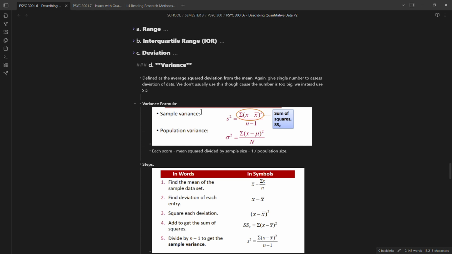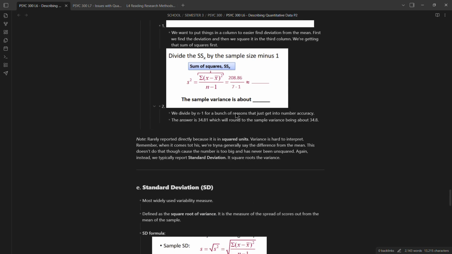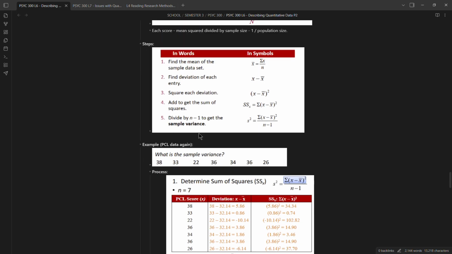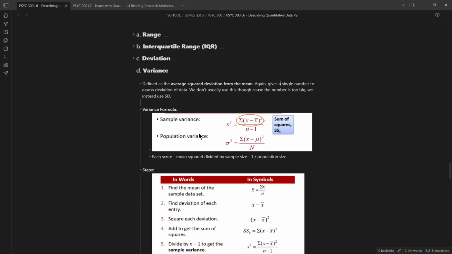So variation is defined as the average square deviation from the mean. Again, it gives a single number to assess deviation of data. We don't usually use this though because the number is too big. We instead use standard deviation. Yeah. So again, variance, average square deviation from the mean, gives a single number to assess the deviation of the data, but the number is usually too big, so I don't really use it. But let's look at it. So what's the variance formula?